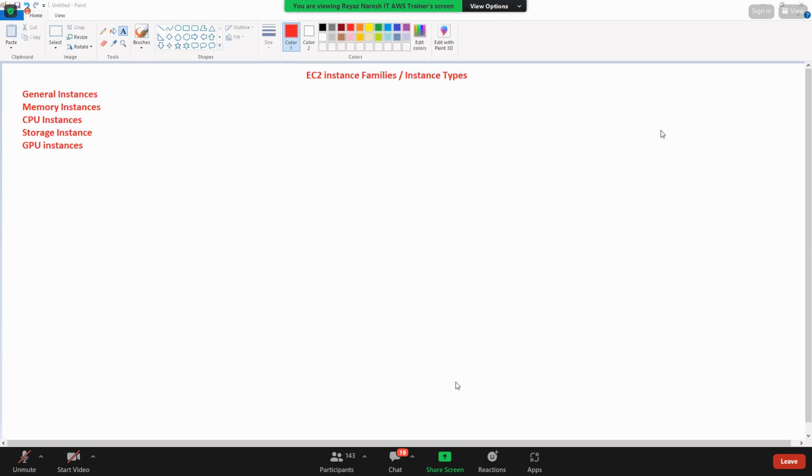Guys, see here. If you want to launch your normal EC2 instance for your normal workload or normal requirement, which family do you use? General instances. General instances is a family.